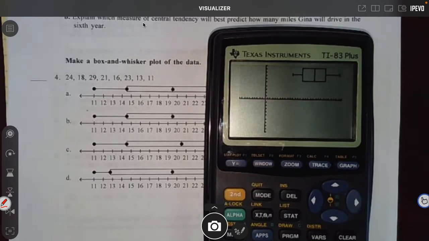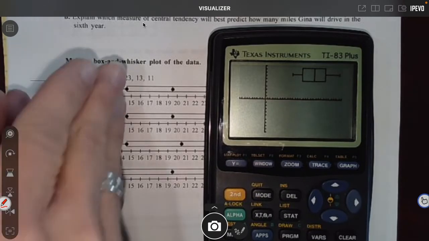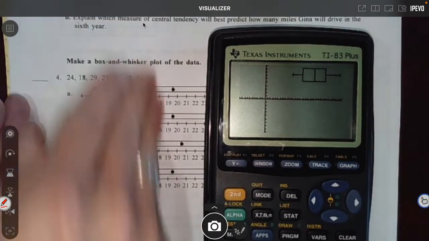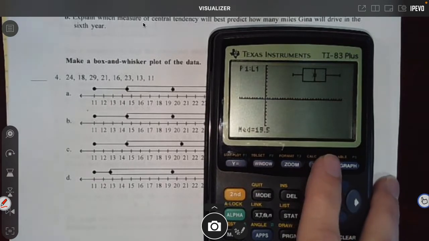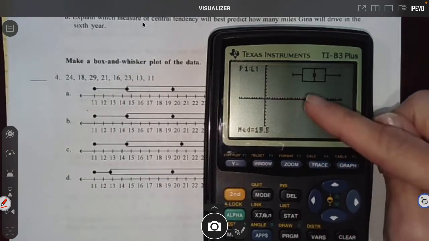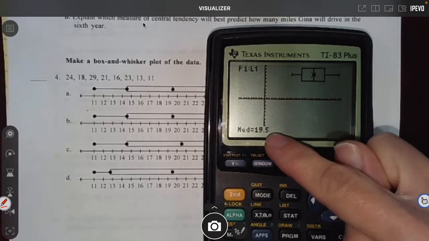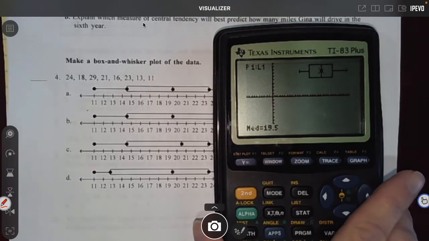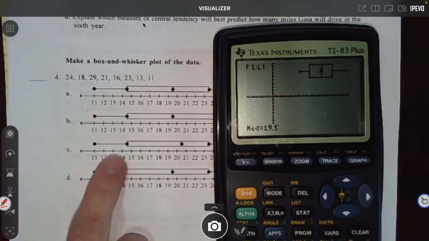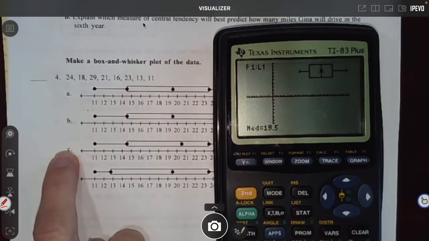Now I need to match the numbers. All these pretty much look the same to me. Do they look very similar to you? So what you're going to do is I think it's the trace button. Yes, it is. That's the middle. And it tells me that's the median. It's 19.5. So that matches. We already know it's not C, but we have to check all of our other numbers.